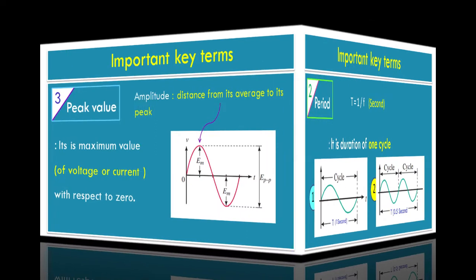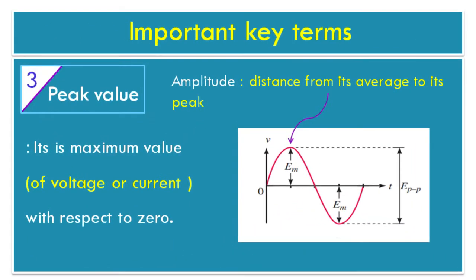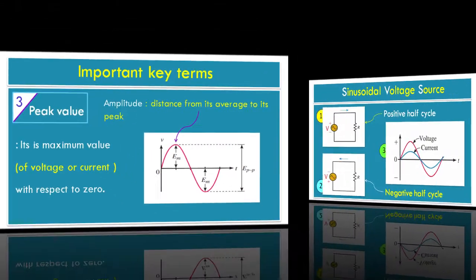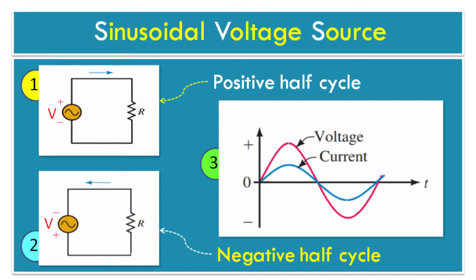Now study the third key term, peak value statement. The peak value of a voltage or current is its maximum value with respect to 0. Refer to the diagram. The peak value of the voltage waveform is Em, where amplitude is the distance from its average value to its peak value. Also, peak to peak voltage is denoted by Epp. Up till now we have studied important key terms.